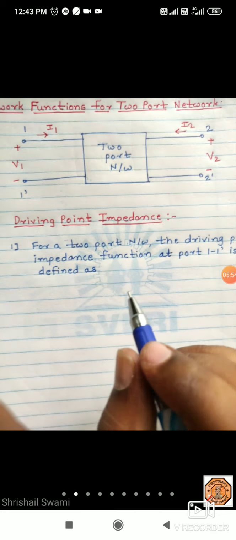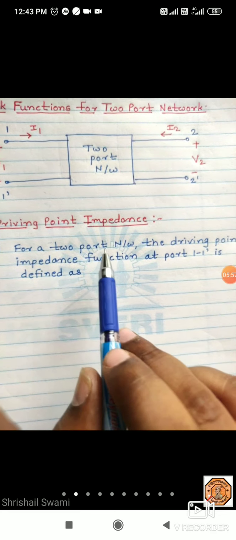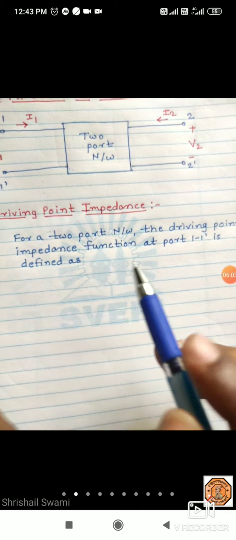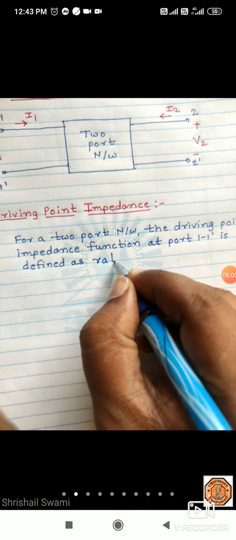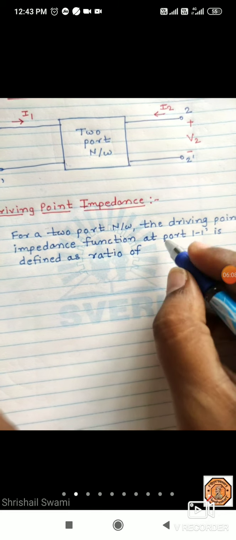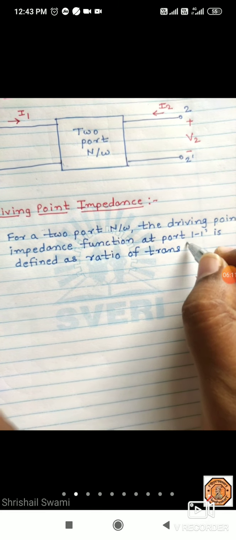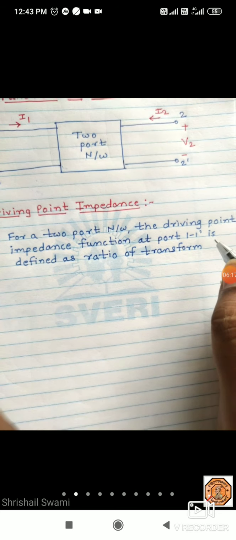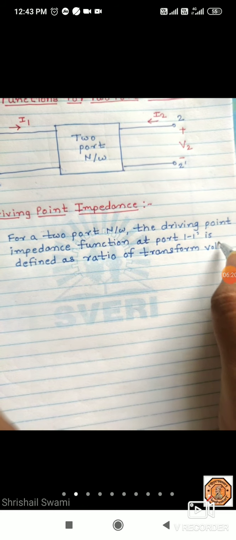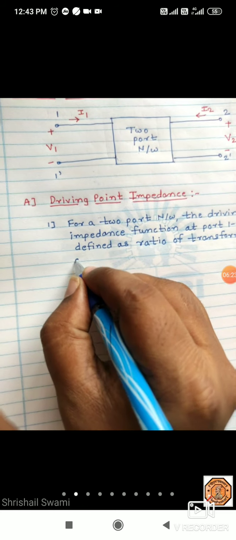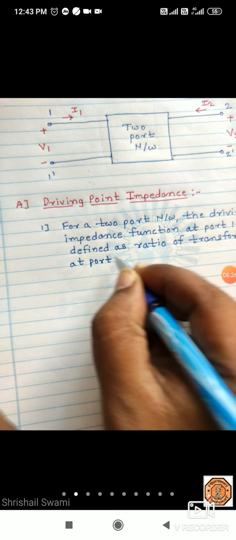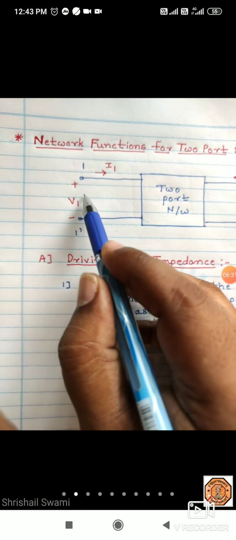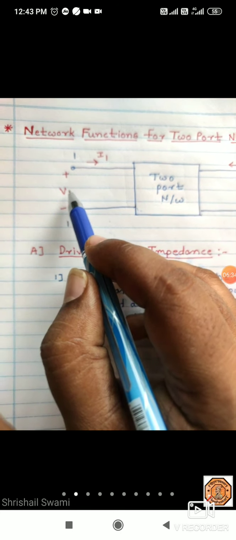Today we are looking at all the definitions and equations for a two port network. The driving point impedance function at port 1 dash is defined as the ratio of transform voltage, that is, converted into the Laplace transform from time domain to S domain, called the transform voltage, at port 1 dash. What is the meaning of this transform voltage at port 1 dash? The voltage at 1 dash is V1, so the transform voltage is V1 of S.